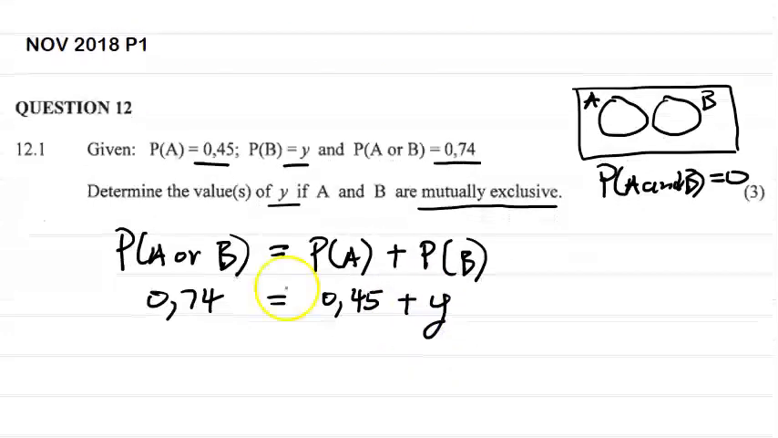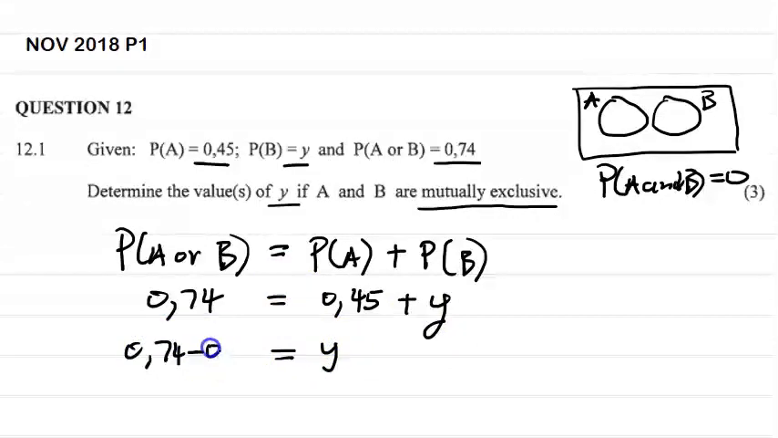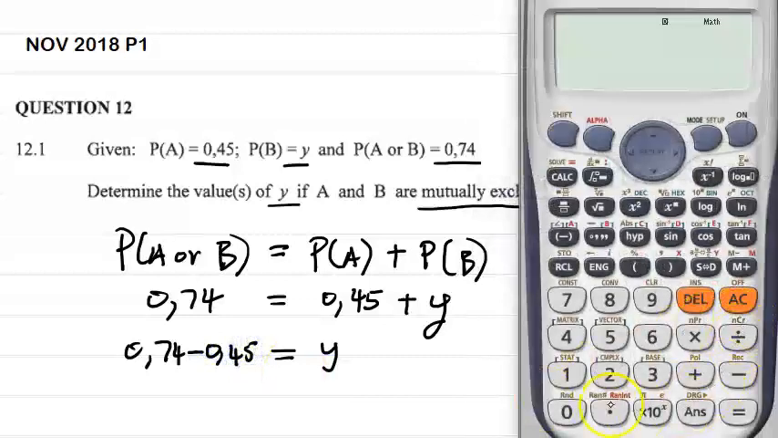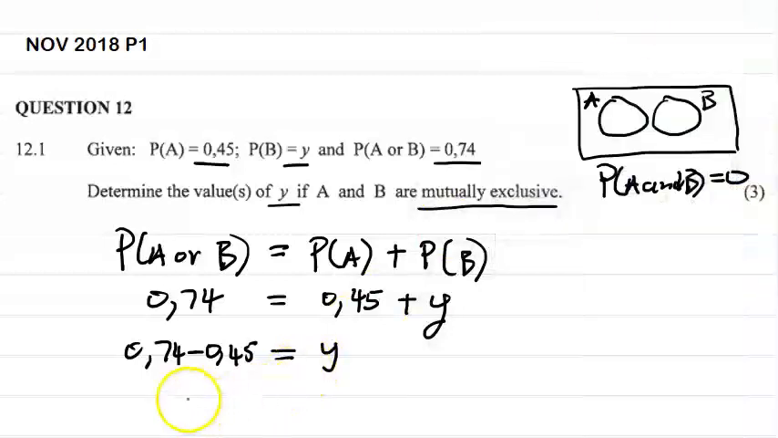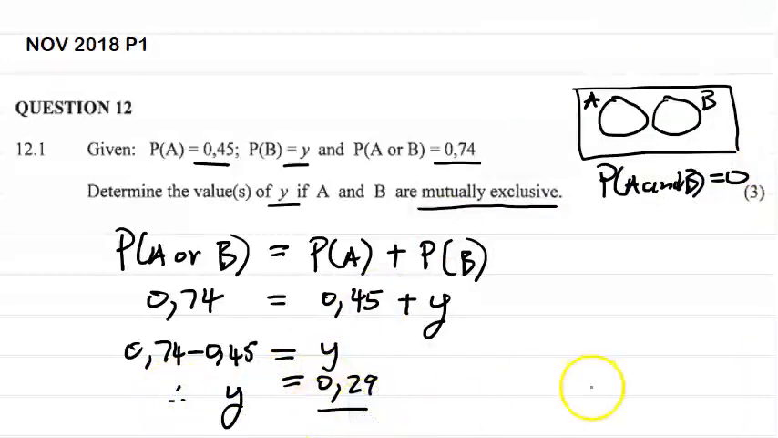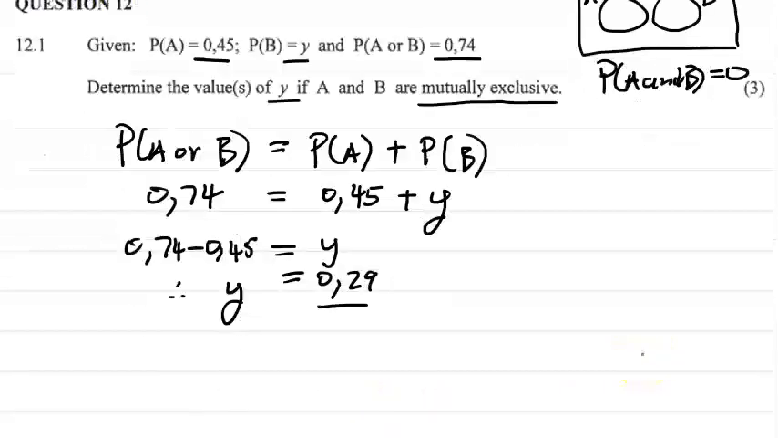So in solving for Y, you can say Y is equal to 0.74 minus 0.45, and that equals 0.29. So therefore we can conclude that Y equals 0.29. Okay, let's look at another question.